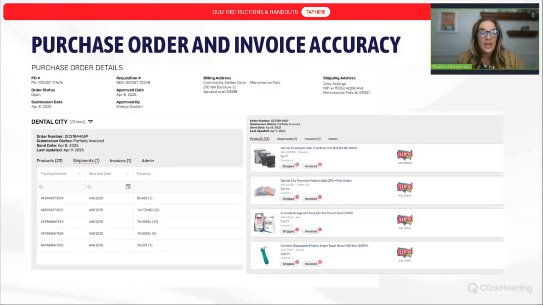So purchase order and invoice accuracy. You can quickly see on the right that there's 23 products ordered. You can get all information about the products, a quick image. Software shows you what shipped, what was received, which is manually received by a team member. And you can see what would be missing. On the left, it shows you the number of shipments and how many boxes, not necessarily different orders, and the dates that they went out and the items that were included in each one.